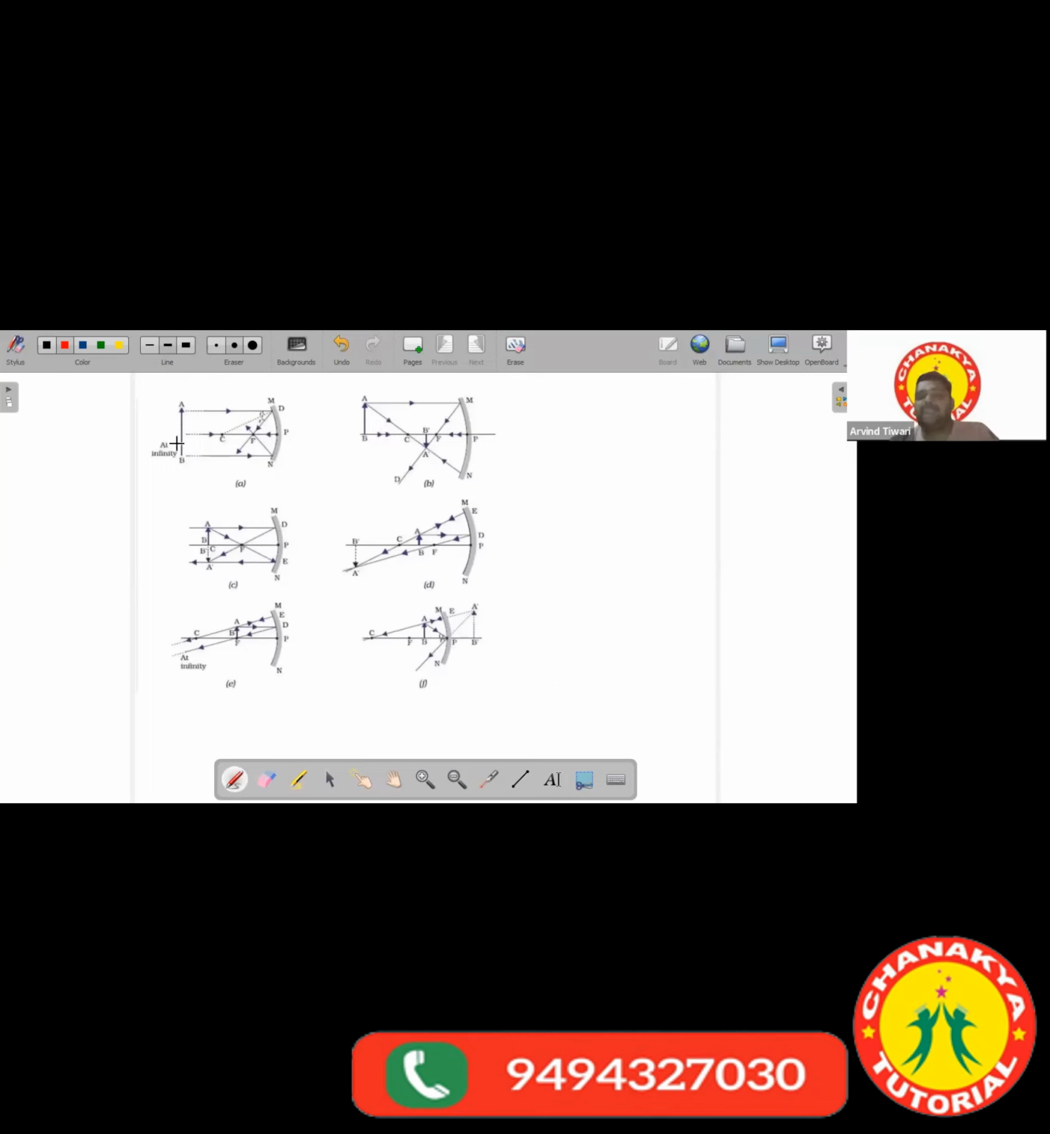here you have the object located at infinity. All the light rays from infinity come parallel to each other. The reason why they come parallel is because it's very far, and light from far off objects appears to come parallel. So all the light rays come parallel to each other, and after reflection they meet at focus.